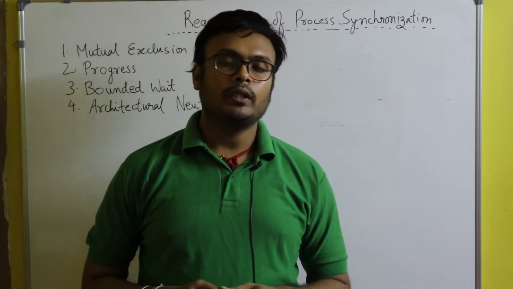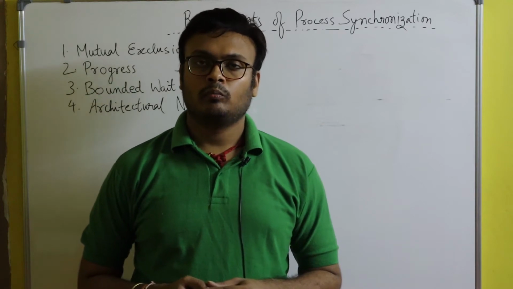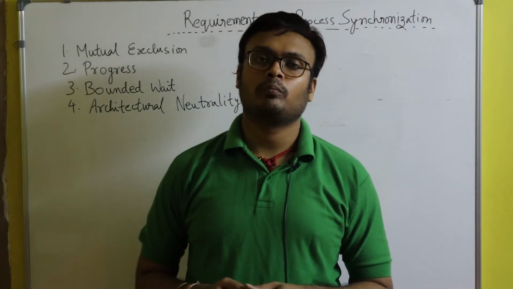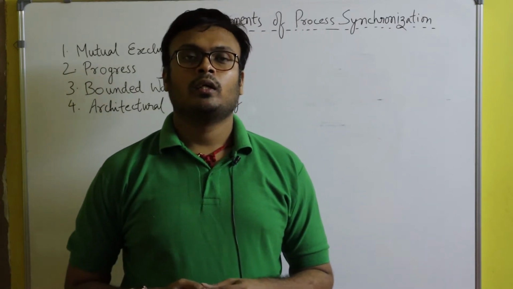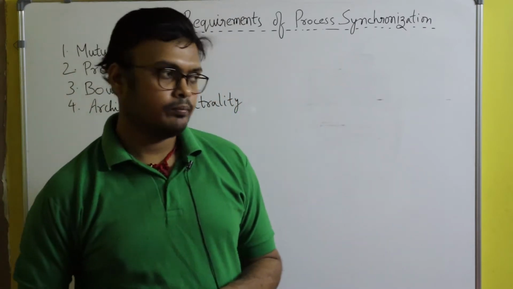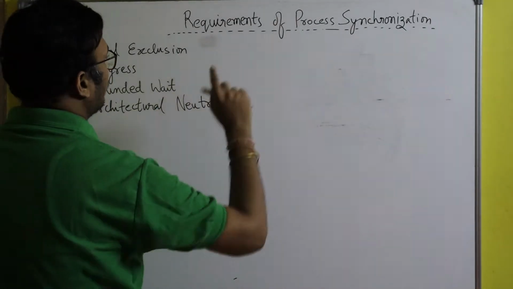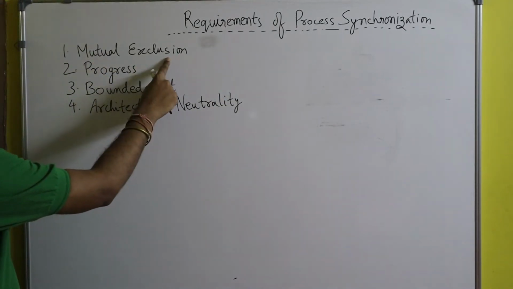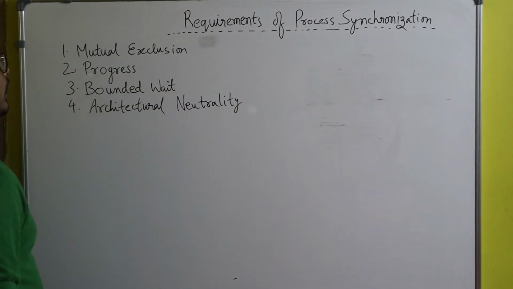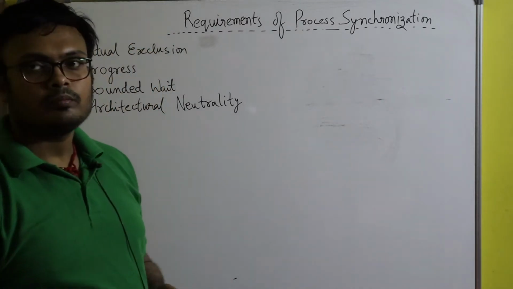So in this lecture, I will discuss the requirements of process synchronization. Meaning, in order to successfully implement the process synchronization technique, what are the requirements that we have to consider? So let's see here. Requirements of process synchronization. The first one is mutual exclusion, then progress, then bounded wait, then architectural neutrality. Let me discuss it one by one.